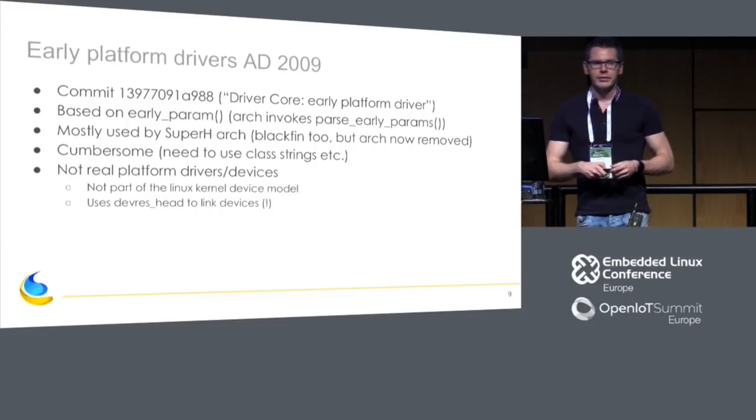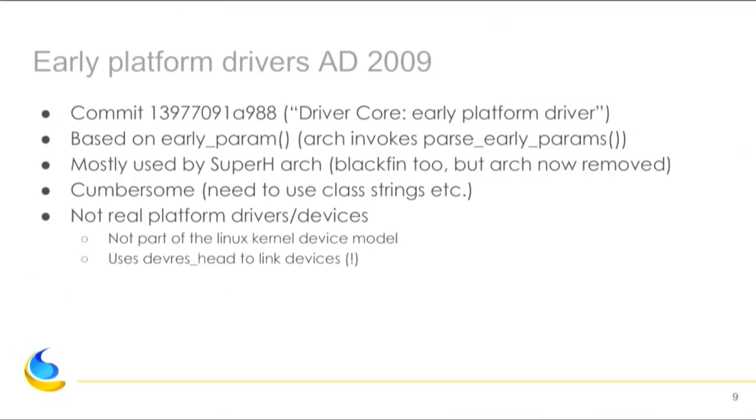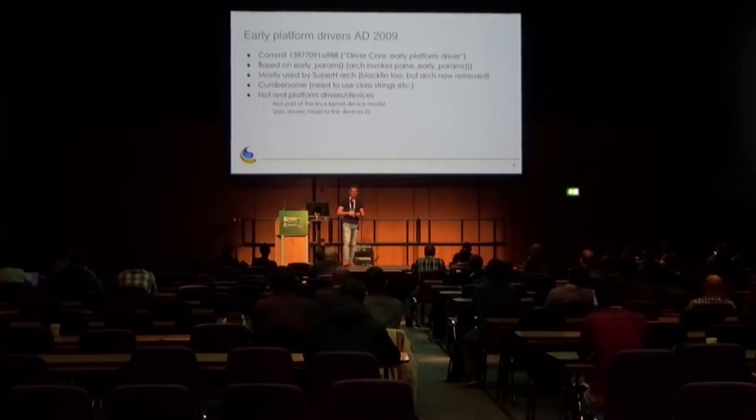I started looking at it, because I didn't really like this commit, and I looked at what is already there and can be used to come back to a more unified code in the driver. It turned out that someone had already tried to implement something like early platform devices and drivers. This was back in 2009, not so long after the support for DaVinci was introduced in the kernel. It was based on early param, so basically it was invoked by the architecture calling the parse early params function.